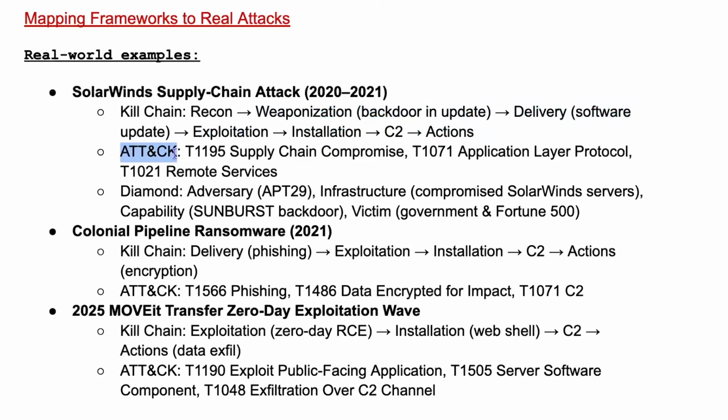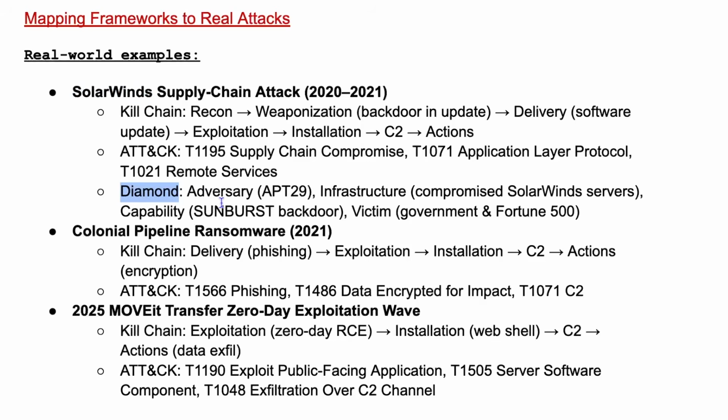Then there's the MITRE ATT&CK ID that was attached to it. The technique is T1195, which is the supply chain compromise. There's also the application layer protocol technique, because the application layer was messed with. And there's also the remote services technique, because they were able to gain C2 control and gain remote connections. So there are actually 3 techniques that map to this specific attack.